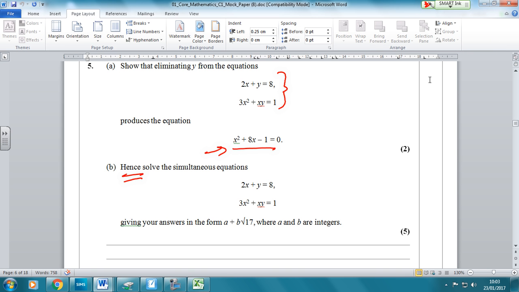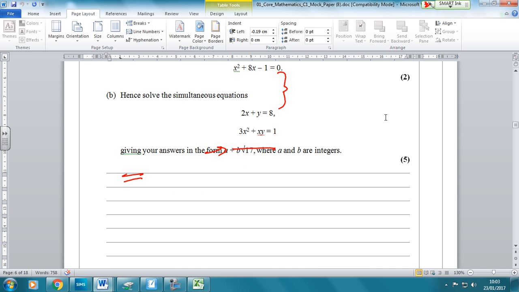Now when we do that, we usually factorize. There's a couple of things here that tell us that we can't factorize. The fact that this equation is going to be worth 7 marks in total, and simultaneous equations don't usually give us 7 marks, they usually give us 5 or 6. But the other thing is that it tells us that the answer is a plus b root 17. Now whenever we factorize, it gives us nice answers. At worst it gives us a fraction. But here we've got a plus b root 17. So therefore it's going to be the messier way of solving a quadratic equation.